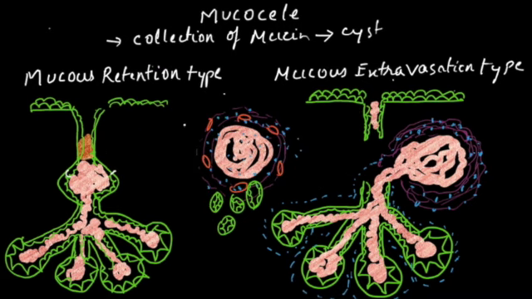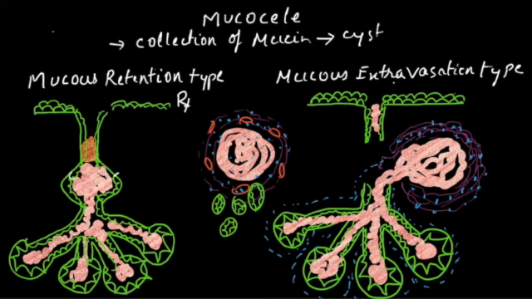Now this mucus extravasation type without any epithelial lining is called a pseudocyst. This is a pseudocyst. So the mucus retention type with epithelial lining is a true cyst. The mucus extravasation type without epithelial lining is a pseudocyst.